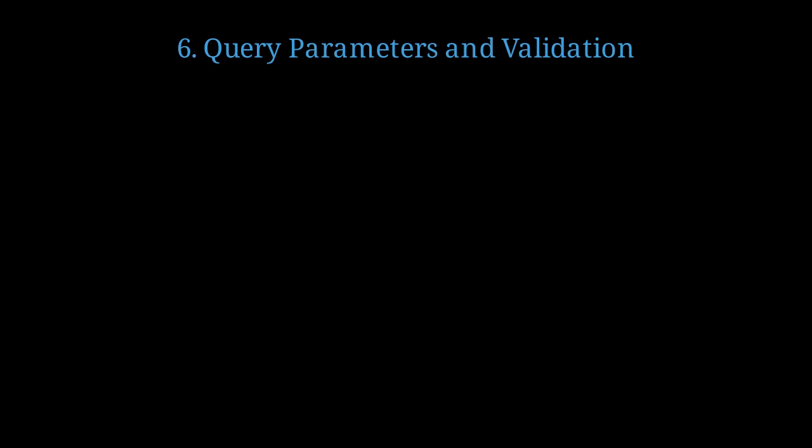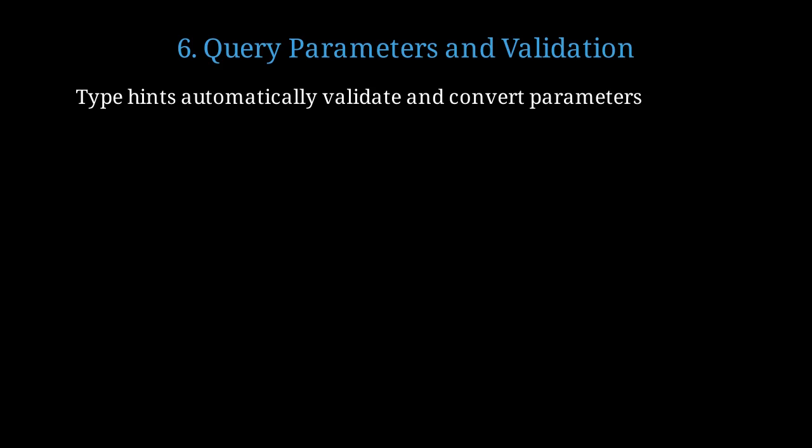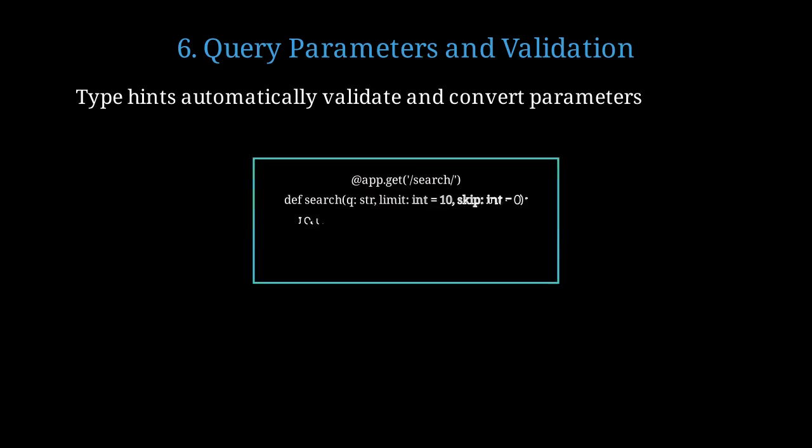FastAPI makes it easy to handle and validate query parameters. Type hints and function signatures automatically validate and convert query parameters to the correct types. This search endpoint accepts a required query string and optional limit and skip parameters with default values.